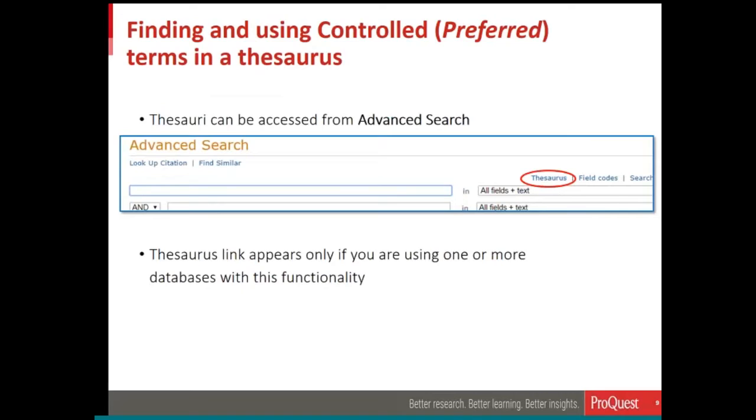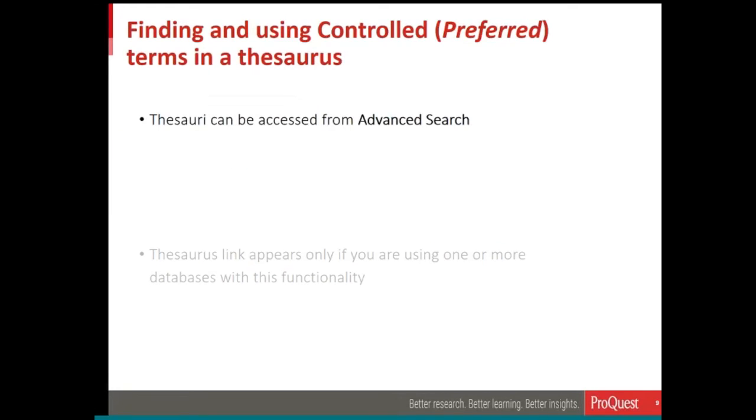Now you can access the thesaurus if you are in a database or any grouping of databases for which one or more of the databases offer a thesaurus. You will, on the advanced search page, see a link appear above the drop-down field to the right of the form, which says thesaurus. If you click on that, you will see the different thesauri that are available to you. You won't see that if you're in a database that does not carry a thesaurus. So that is how you access the thesaurus.